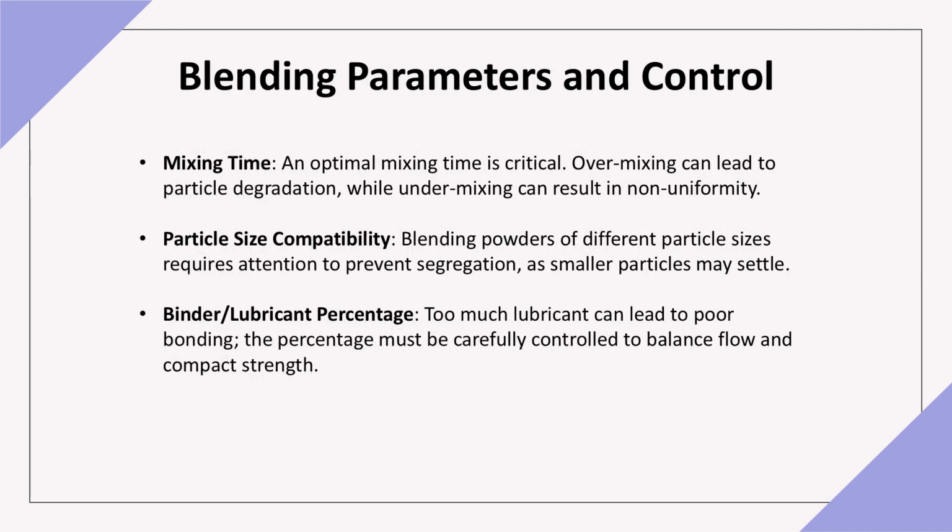Key parameters in blending include mixing time. Overmixing can degrade particle quality, while undermixing may lead to non-uniformity. Particle size compatibility. Blending powders of different sizes requires attention to prevent separation, as smaller particles may settle. Binder or lubricant ratios. Excess lubricant can weaken bonding, so careful control is essential to balance flowability and strength.